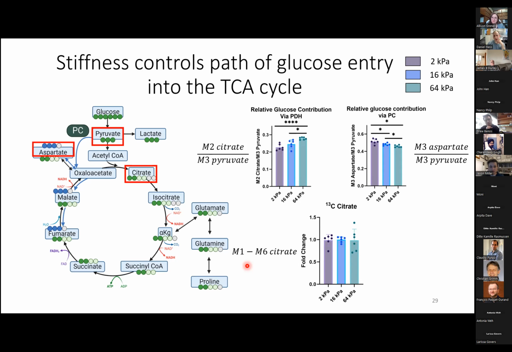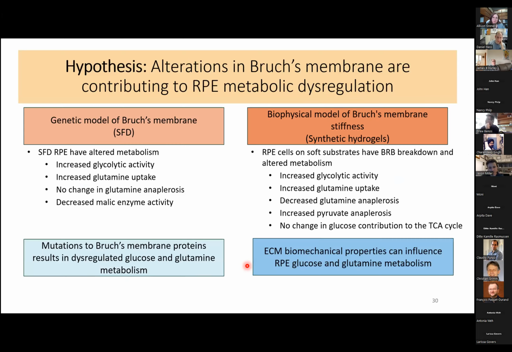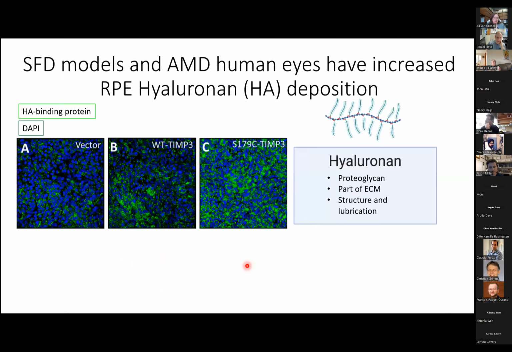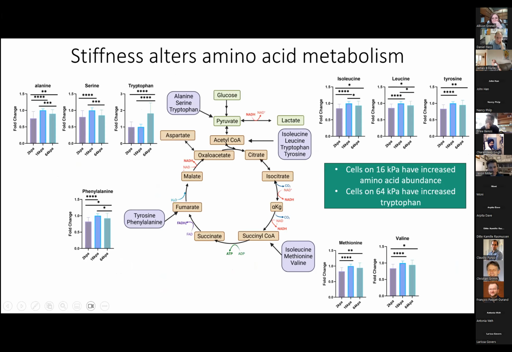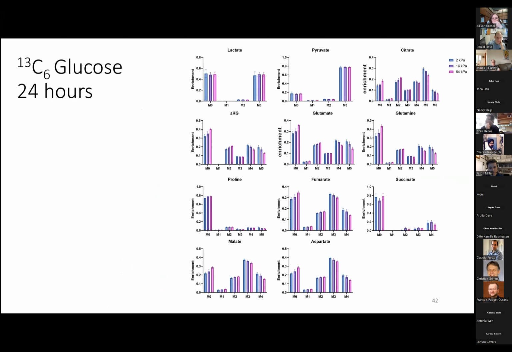Thank you. Allison, could I ask what the total fractional labeling of citrate was with the M1 through M6 isotopologues, if you remember that? The total fractional labeling. Does this help? Yes. So it's like 85 to 80-ish%.